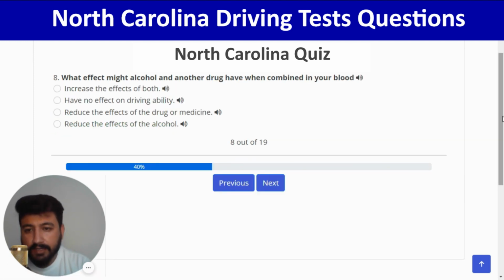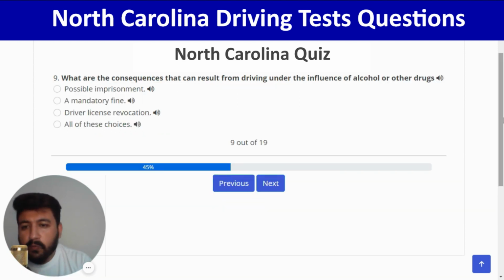Next. What effect might alcohol and another drug have when combined in your blood? The right answer is, increase the effects of both. So I'm going to click on the first option. Next. What are the consequences that can result from driving under the influence of alcohol or other drugs? So I'm going to select the last one, which is all of these choices.